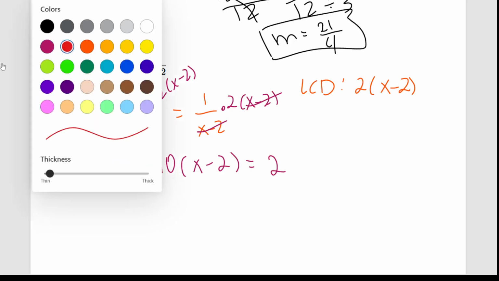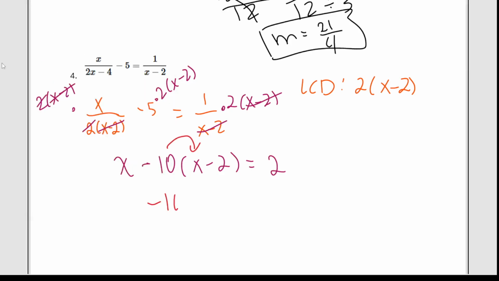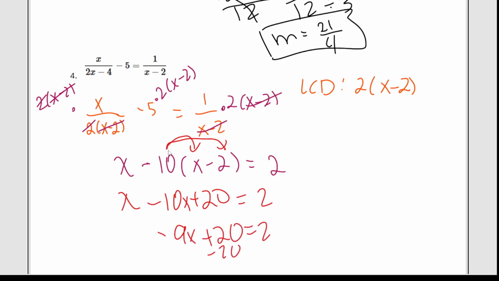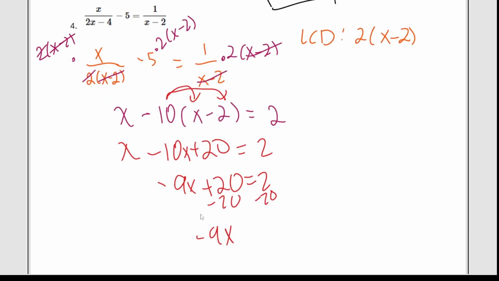Then we're going to want to go ahead and distribute. Negative 10 times x gets us negative 10x. Negative 10 times negative 2 is going to get you positive 20. Go ahead and drop down the x, drop down the 2. x minus 10x is going to get you negative 9x. Then you can subtract 20 from both sides. You're going to get negative 9x is equal to negative 18. Divide by negative 9, divide by negative 9. And then you'll get x is positive 2.